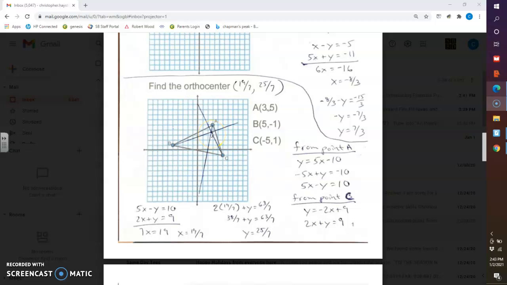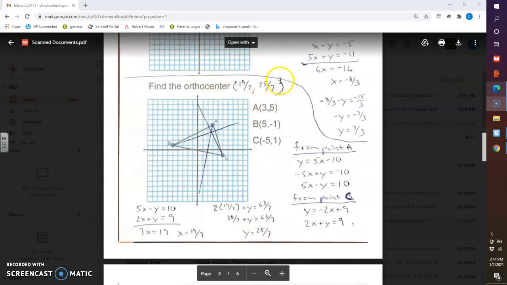Okay. Once again, if I want to find the exact value of it, from point A, the equation is y equals 5x minus 10, which turns to 5x minus y equals a positive 10. From point C, the equation is y equals negative 2x plus 9. We add 2x to both sides, and we get 2x plus y equals 9. When I do linear combination here, I get 7x equals 19. My x is 19 over 7, and then I plug it into an original. 2 times 19 over 7 plus y equals, I change the 9 to 63 over 7 and keep that common denominator. When I subtract 38 over 7 on both sides, my y equals 25 over 7, and there's my orthocenter.